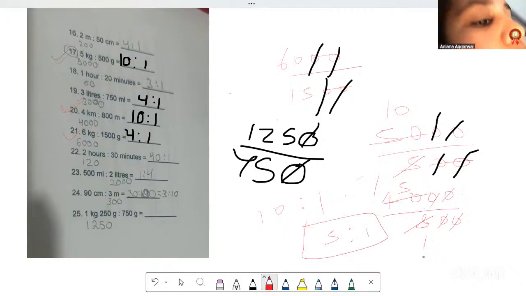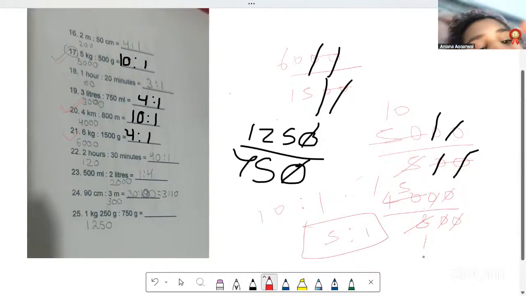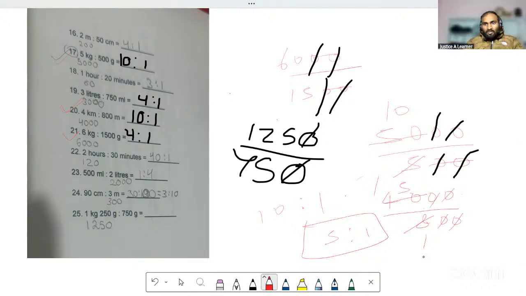Yeah, so I wrote 1 and 5. Oh, 5 and 1. You wrote 1 and 5. That was incorrect. Understood? So 5 and 1. 5 ratio 1. Read like this, not 5 and 1. 5 ratio 1. Or you can say 5 to 1 or 5 ratio 1. Okay?